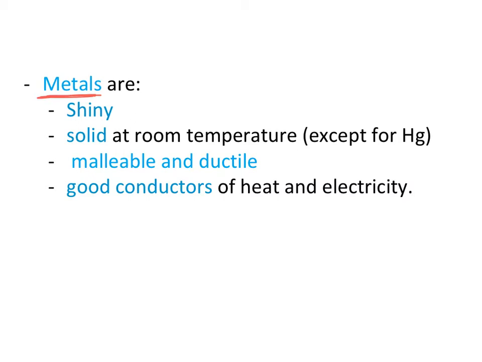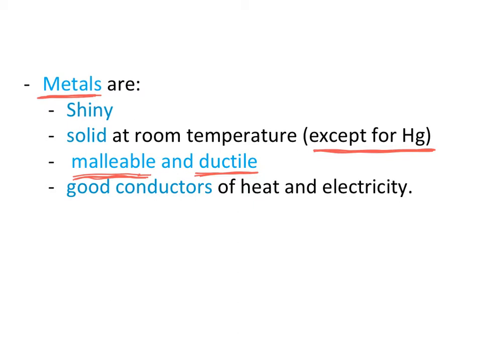They are going to be solids at room temperature. The only exception here is mercury, Hg. Mercury is a liquid at room temperature. That is the only metal that is a liquid at room temperature. They're going to be malleable and ductile. Malleable means that it can be hammered into a sheet without breaking. I can hit it with a hammer and it's not going to fracture. It's going to bend, and I can hammer it flat into different shapes. And ductile means that it can be stretched or pulled into a wire.